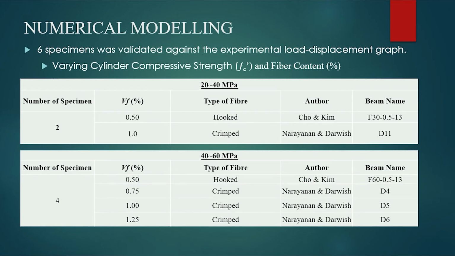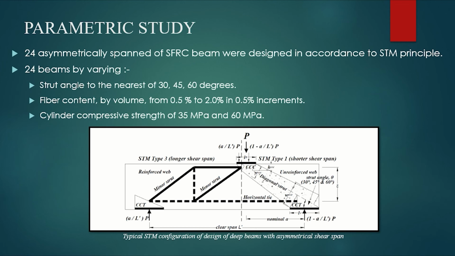The first step of numerical modeling is to develop a baseline model. Hence, 6 specimens were validated against the experimental load-displacement graph by varying fiber content within a range of 0.5 to 1.2%, whereas the cylinder compressive strength varies within a range of 20 to 40 megapascal and 40 to 60 megapascal. And after developing the baseline model, a parametric study is then conducted.